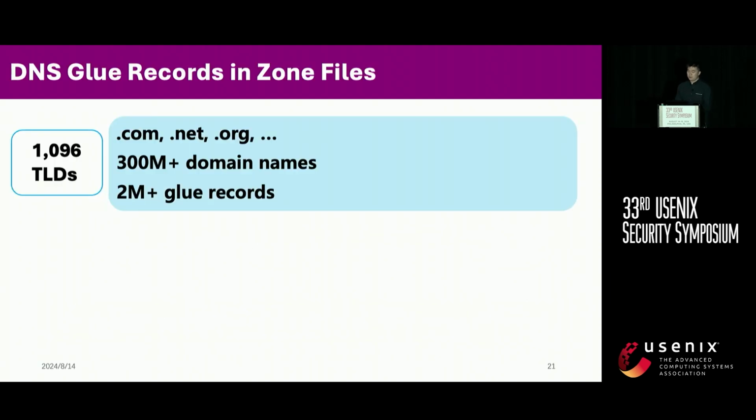We first see how glue records are currently managed. From a collection of over 1,000 top-level domains, we extracted all glue records from their zone files. It's easy because they're the only address records in the top-level domain zone files. Eventually, we find about 2 million of them.